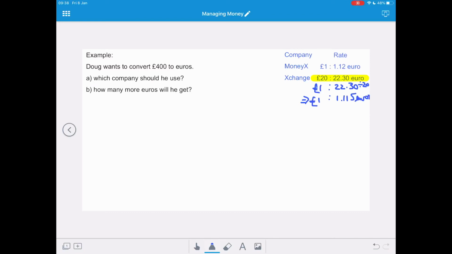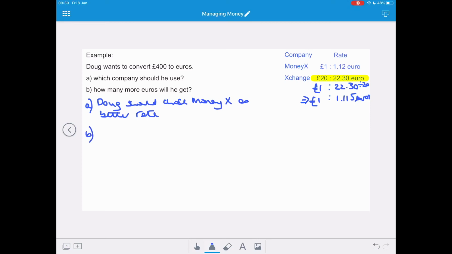Now we need to make sure that we answer the question. So it asked the question, which company should Doug use? So we're going to compare the exchange rates for both companies. We can see that the exchange rate at MoneyX is higher because you're getting 1.12 euro for every pound as opposed to 1.115 euros for every pound at Exchange. So Doug should choose MoneyX as it has a better rate.